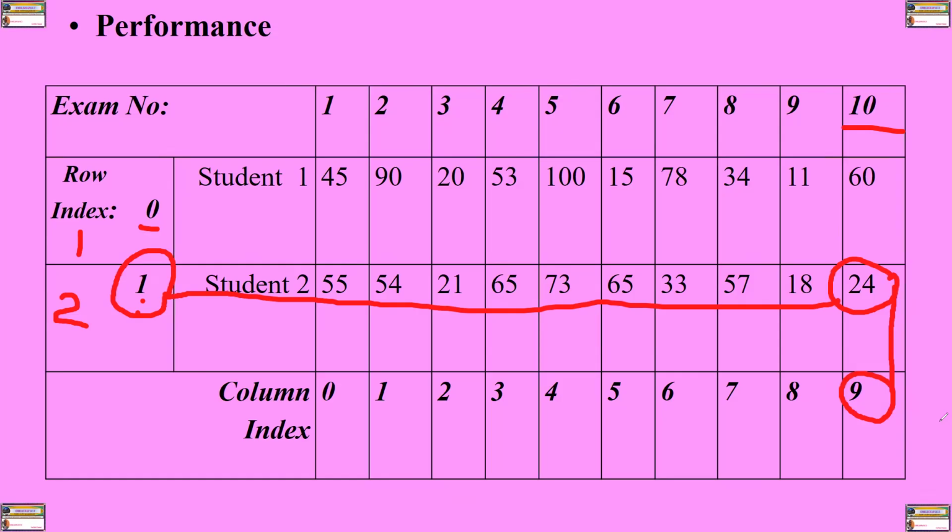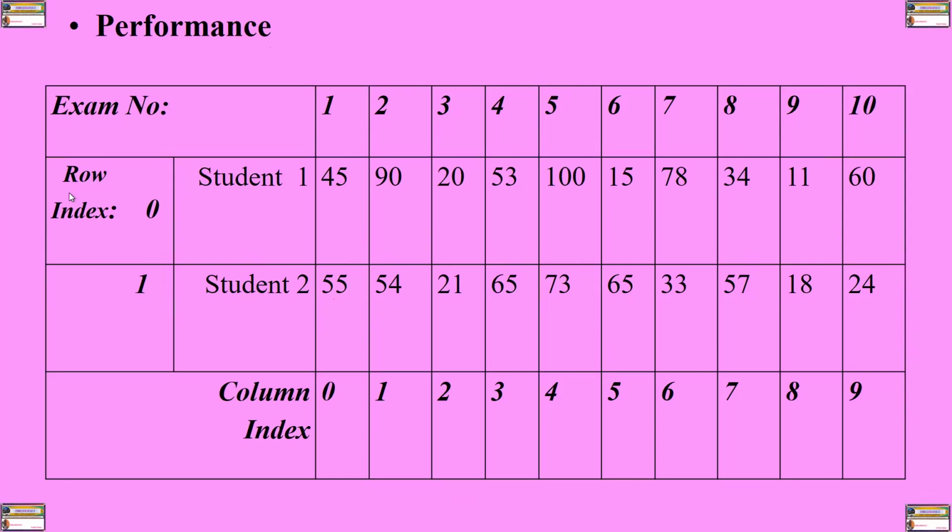And column number 10 is identified as index 9. So for you to tell the processor to refer to element 24 in the array, you tell it that the name of the memory location of the array is performance. So go to the memory location called performance, row whose index is 1 and whose index for the column is 9. So that's how you refer to the various elements in the array.